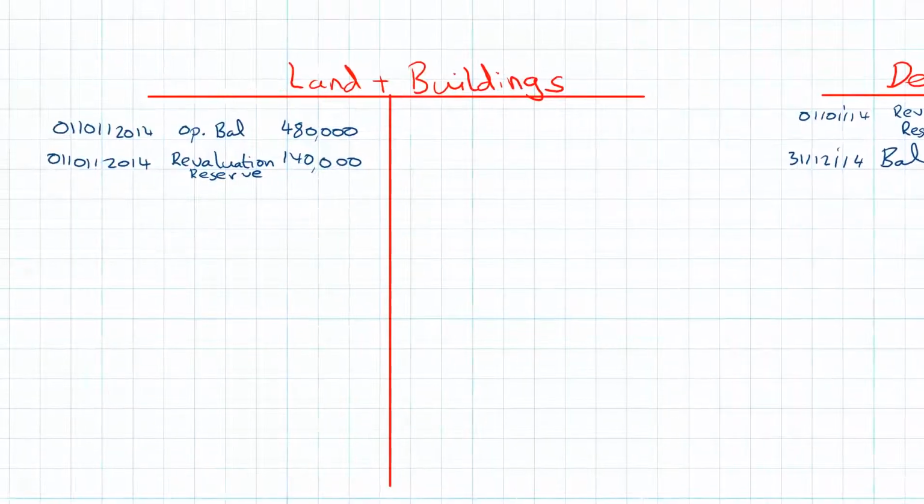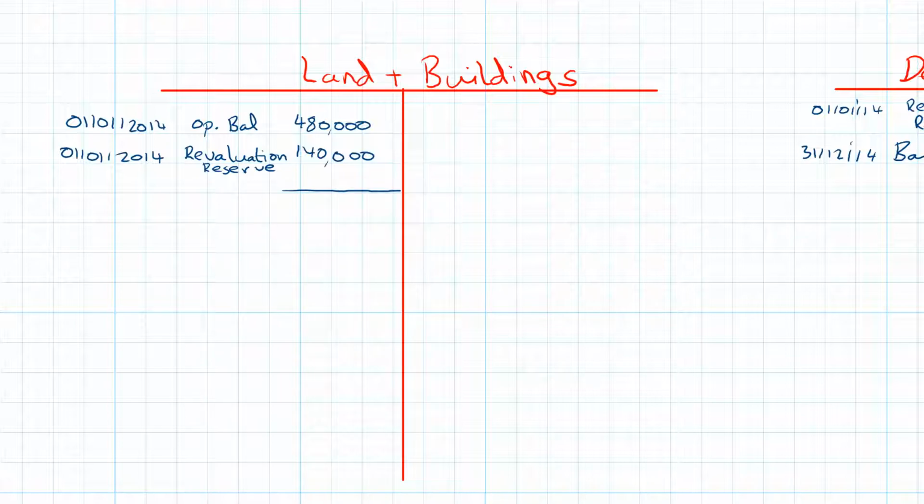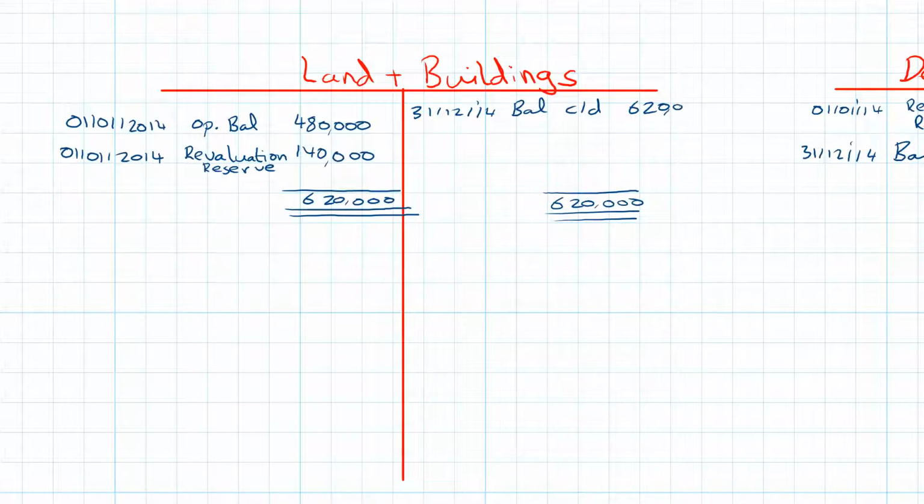We also need to balance our land and buildings account. This will be nice and straightforward. Well, we said they were valued at 620,000. So at the very end of the year, the balance, and we're calling it down, is 620,000. So 620,000 is going to be our balance brought down here. So a lot of this is very monotonous, but it just has to be done in order to get full marks.